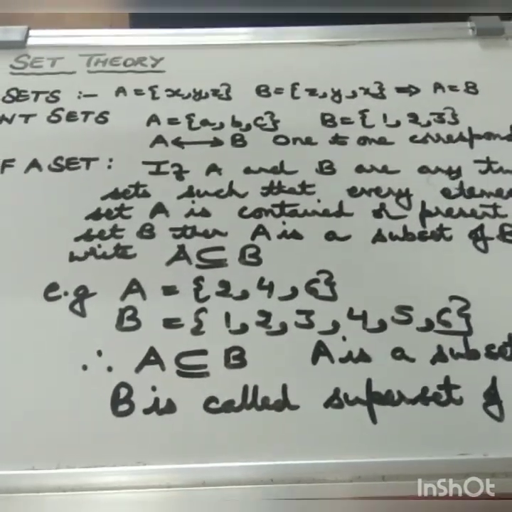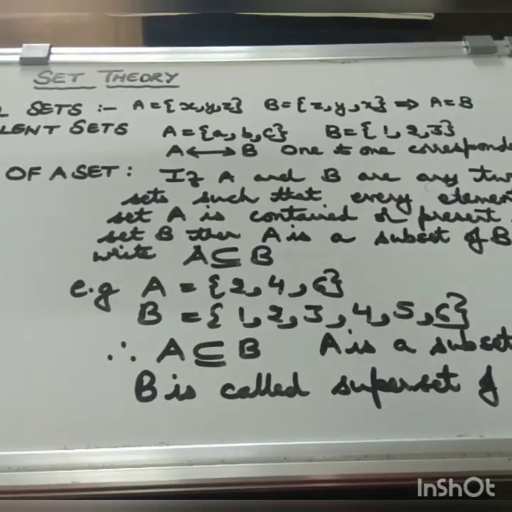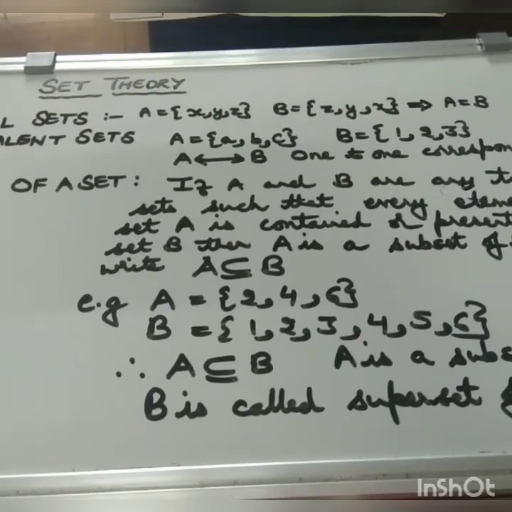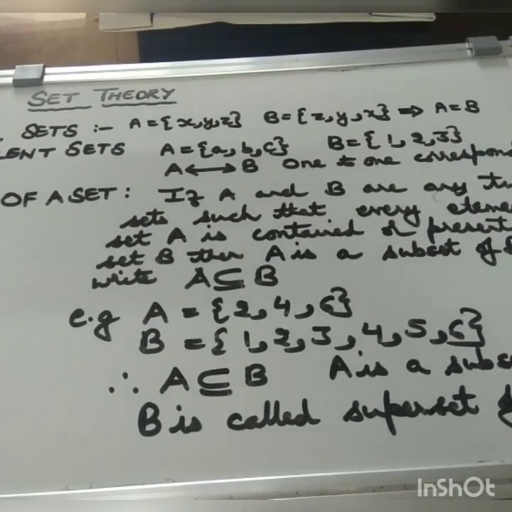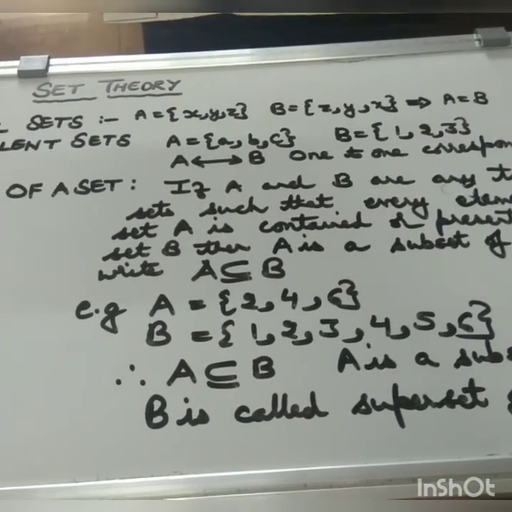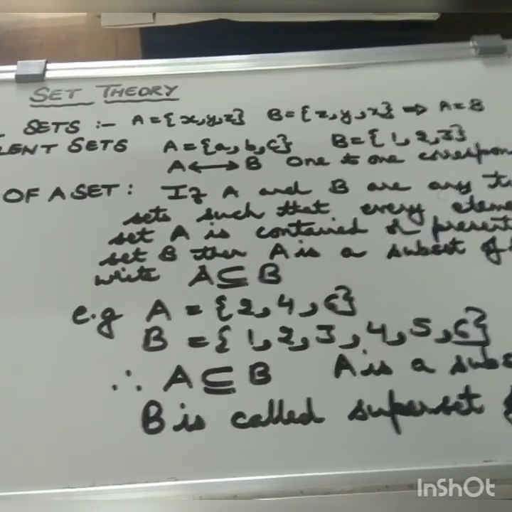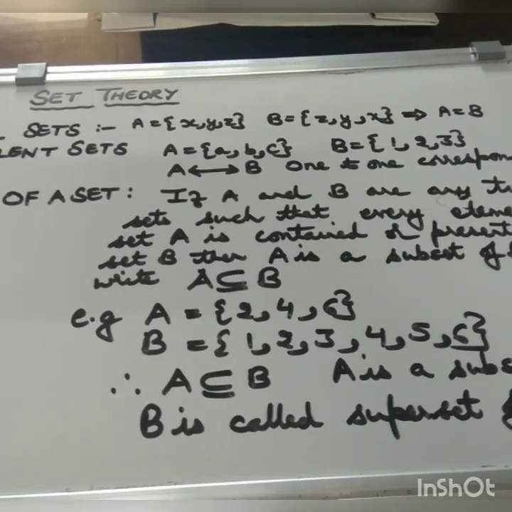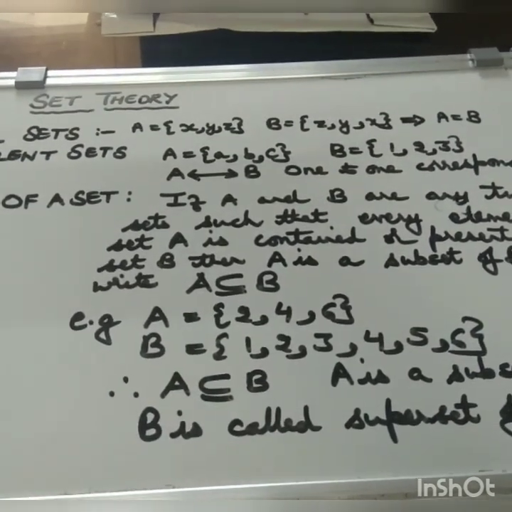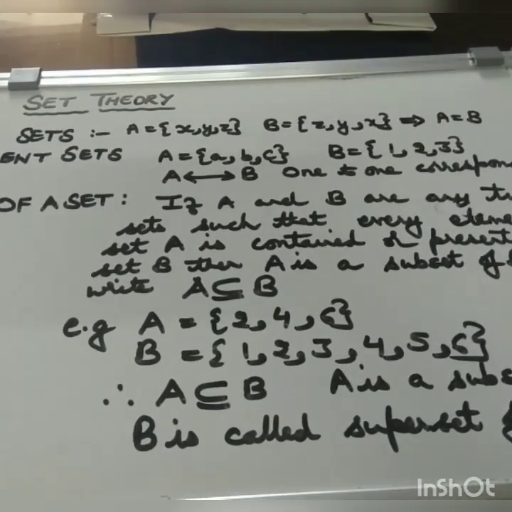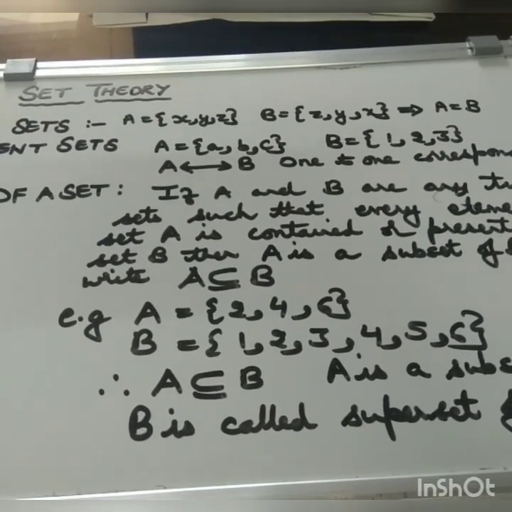Now, equivalent set, when A and B are having equal number of elements, but there exists one-to-one correspondence between the elements of two sets. For example, if I say first element, it is A, and in set B it is 1. So there exists a one-to-one correspondence between the elements of the two sets. Then in that case we call them equivalent sets.